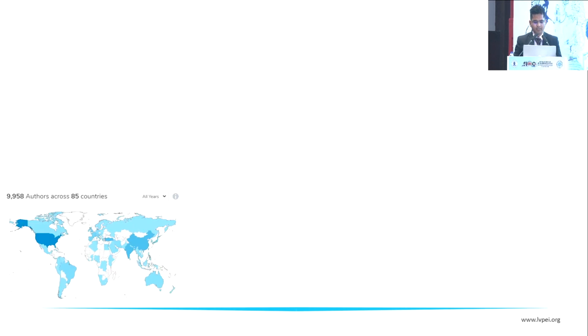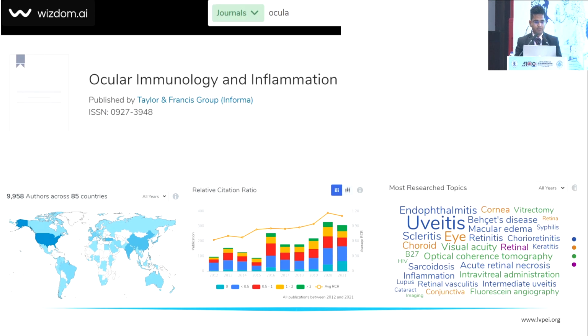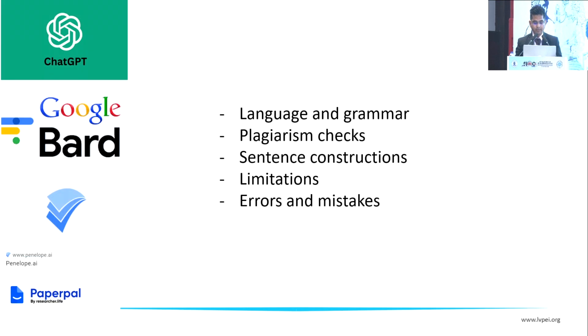It does come with various downsides, though. I'll visit one more AI model, which is wisdom.ai, and you can just browse various journals, what the keywords are, what the areas they have for focus on. I took an example of ocular immunology inflammation here, and it just shows what the topics are, probably the most researched topics in this journal or during a particular time period.